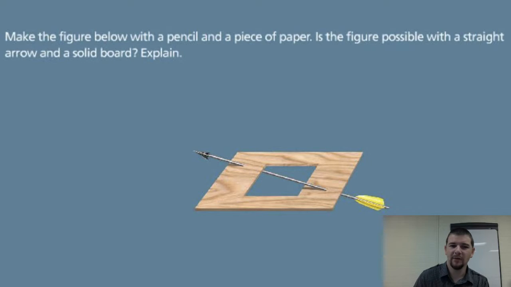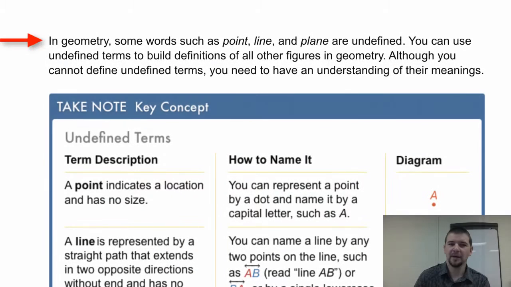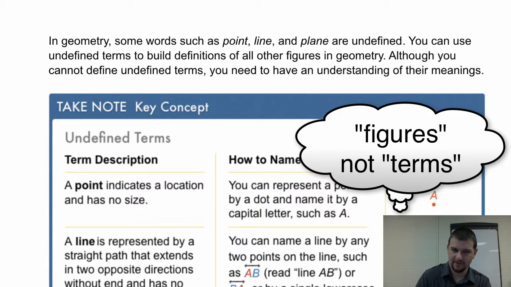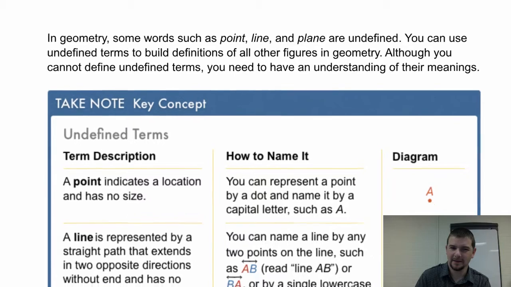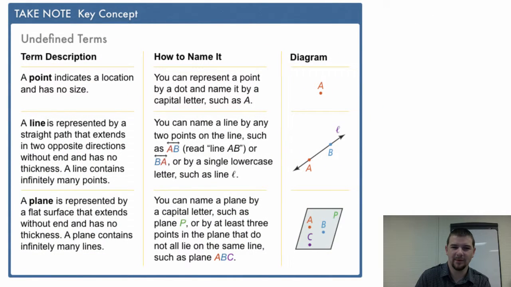And we'll see the same sort of thing with the intersection of lines and planes as we move through this section. In geometry, some words such as point, line, and plane are undefined. You can use undefined terms to build definitions of all other terms in geometry. Although you cannot define undefined terms, you need to have an understanding of their meanings. So take a look at this key concept box.